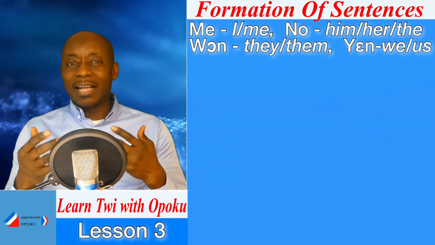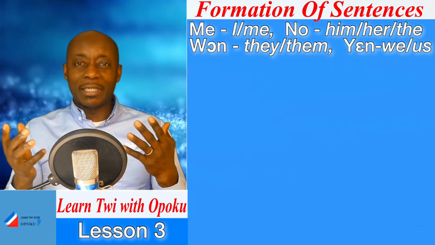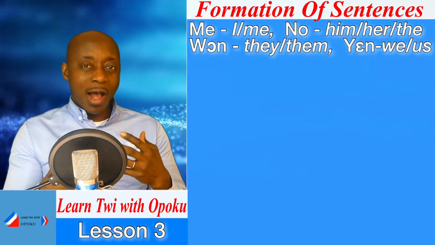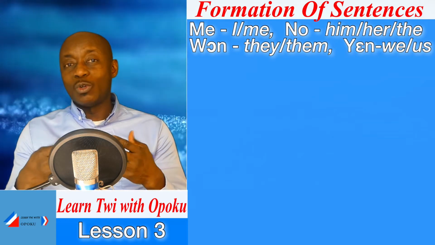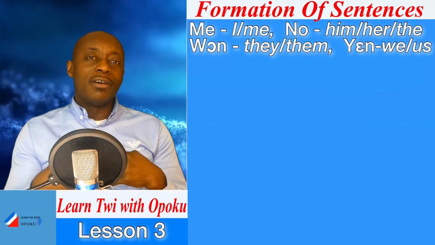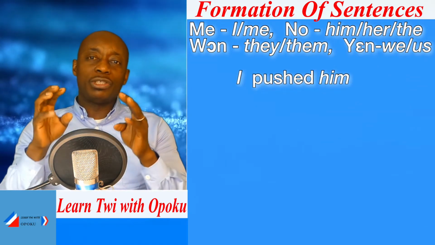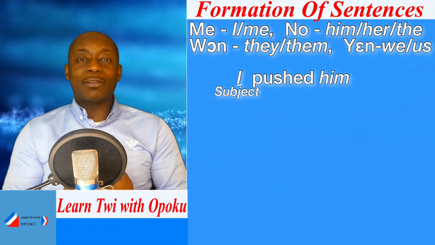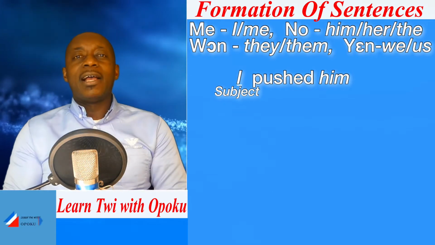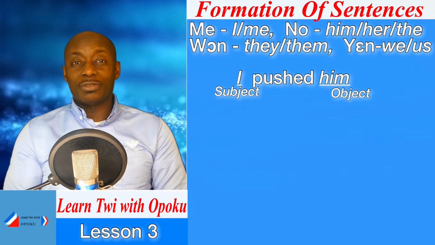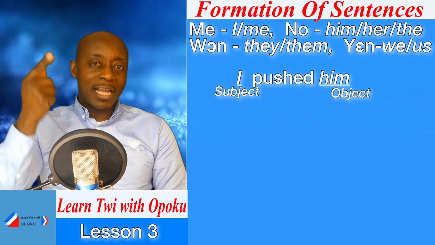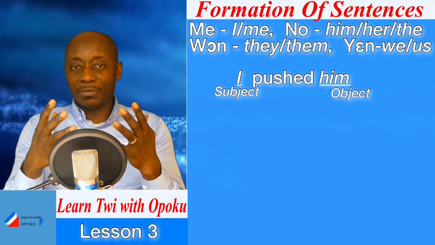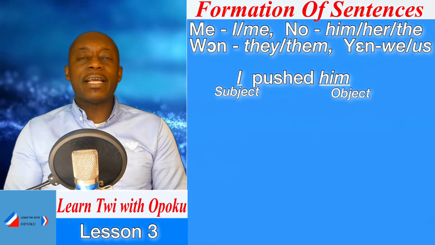Well, somebody may ask, what is subject and then the object? When you talk of subject, we talk of what? The doer of the verb. The person who is carrying out the action of the verb. For instance, if I say, I pushed him, I am the subject because I am doing the act of what? Pushing. And then him is what? The object, because that person is receiving the action of the verb, which is the pushing. So that person is the object.